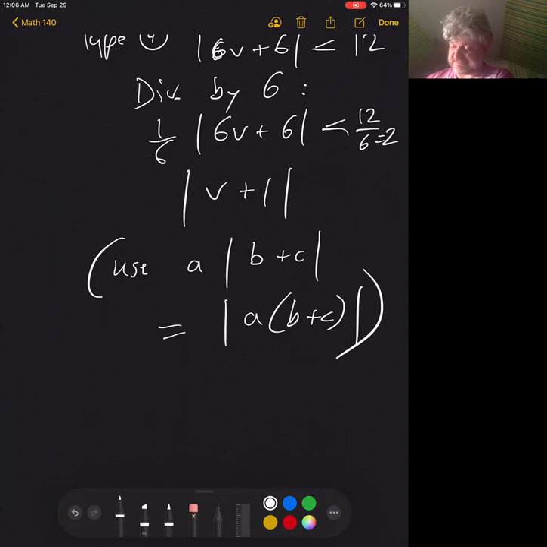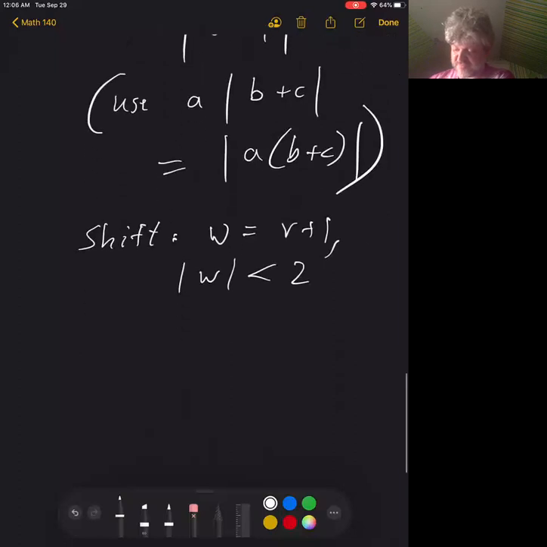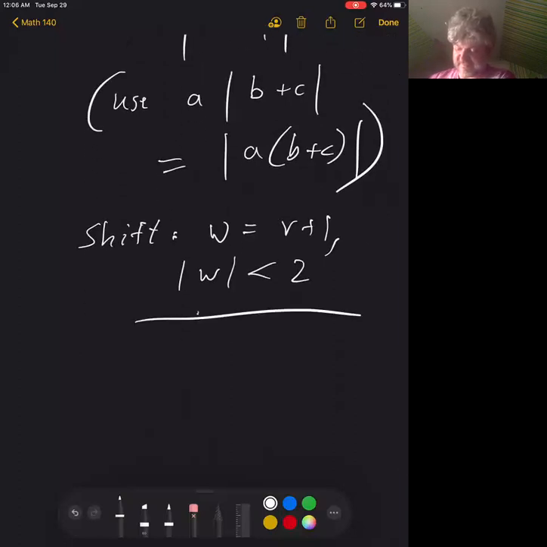All right. So where am I at? I am at absolute value of v plus 1 is less than, strictly less than 2. And we're back at an inequality of type 3. How did you solve that again? Shift. W is v plus 1. So we're looking at absolute value of W less than 2, which is numbers from -2 to 2. That's the W's.